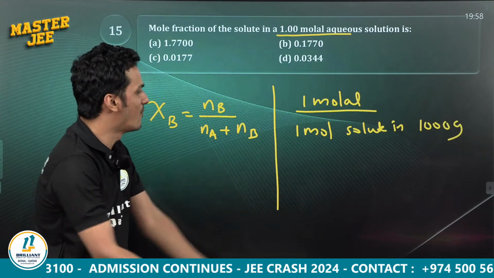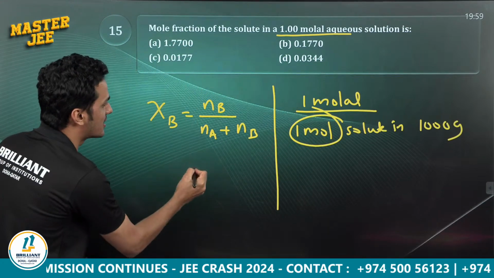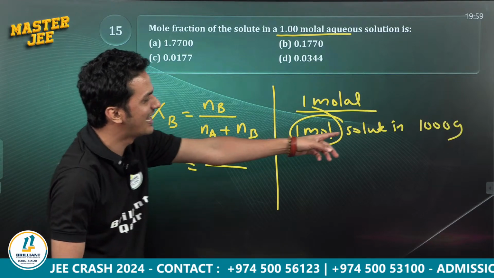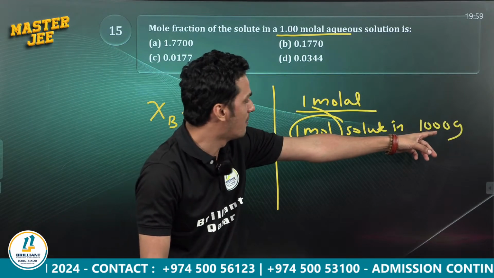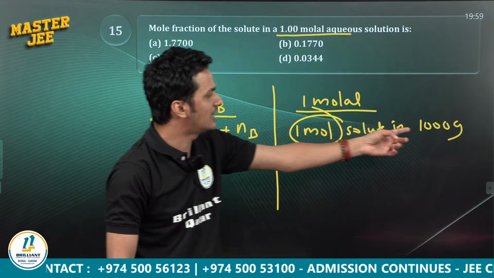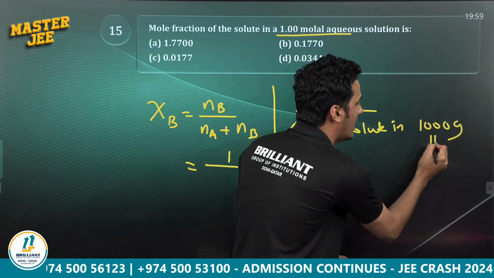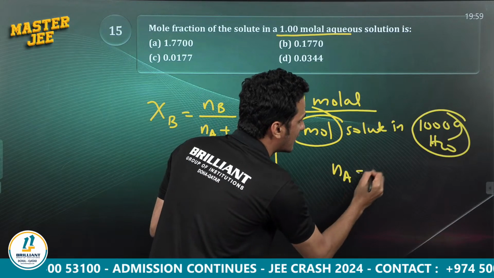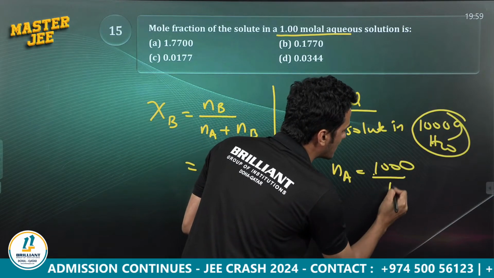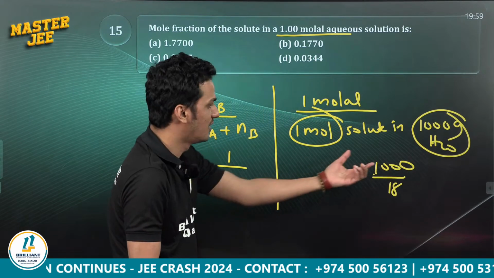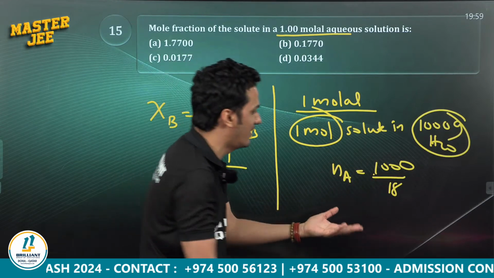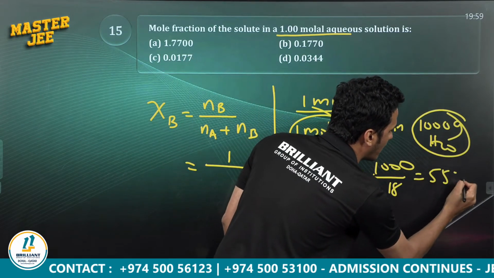So the number of moles of solute is 1 mole. We can substitute instead of NB 1 mole. Wow, great. Okay, then what's the number of moles of solvent? They given it's water. Water is a solvent. Its mass is actually 1000 gram. So number of moles of solvent NA is 1000 divided by 18, given mass by molar mass. Molar mass is 18. 1000 divided by 18, that value 55.55 we will get.